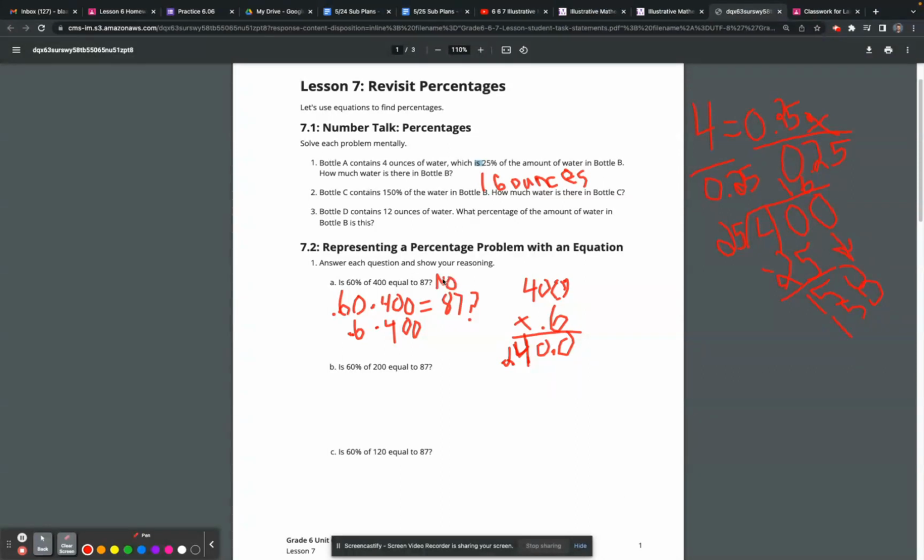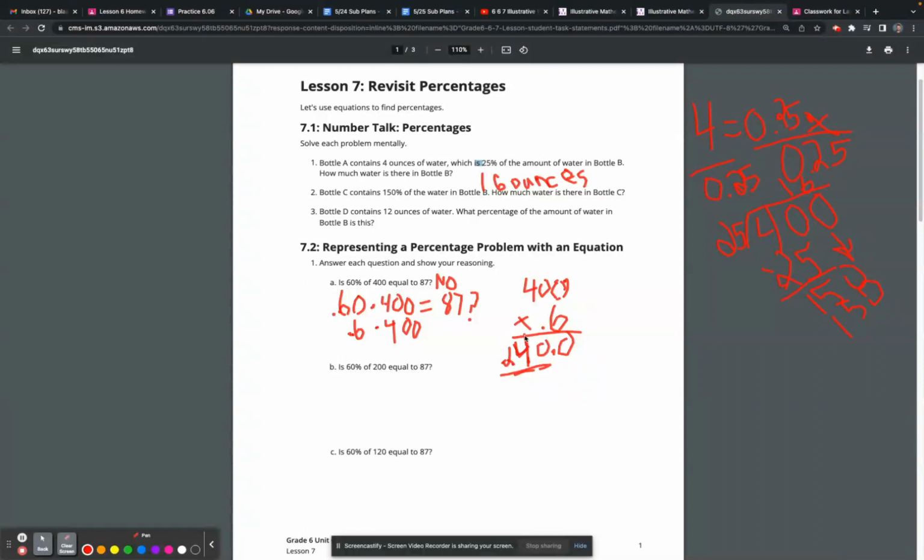60% of 400 is not equal to 87, because what we just found here, this answer, this 240, again, I apologize for how messy this is. There's a button on this pen I keep hitting, which is when it doesn't write. That 240, that is what 60% of 400 is. So because it wasn't 87, then no, 60% of 400 is not equal to 87.